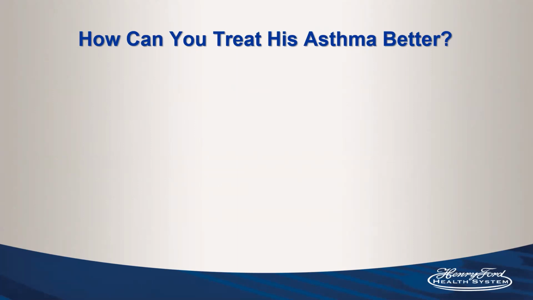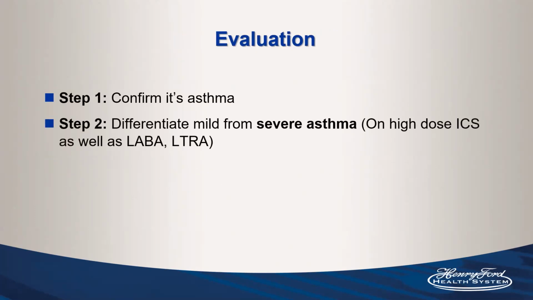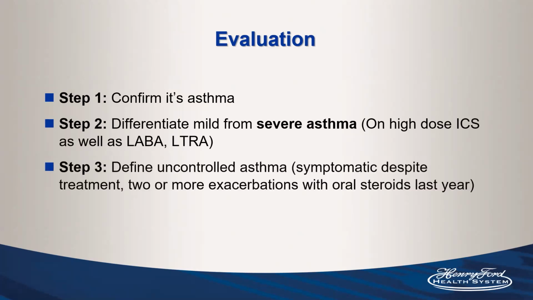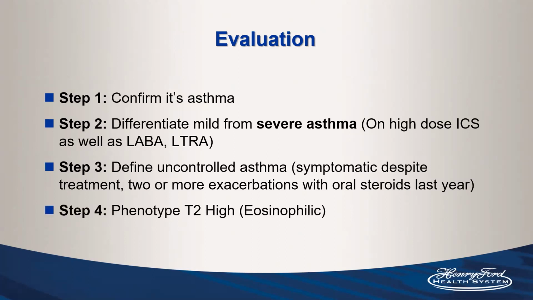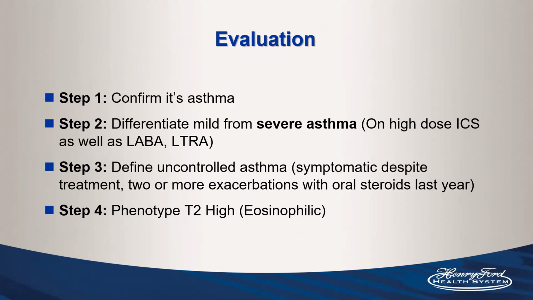It is Mepolizumab. So to go quickly to reevaluate him quickly, confirm it's asthma, differentiate mild from severe, which he already has severe, define uncontrolled, like the symptoms, exacerbations despite maximal treatment. Ooh, what type is he? What type? How do you phenotype him? Oh, you guessed it, guys. Type 2 high. It's more of an eosinophilic, okay?